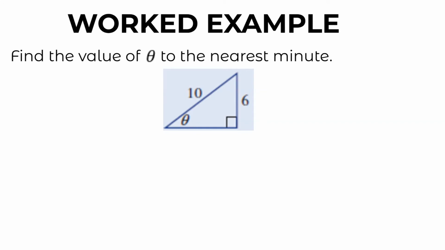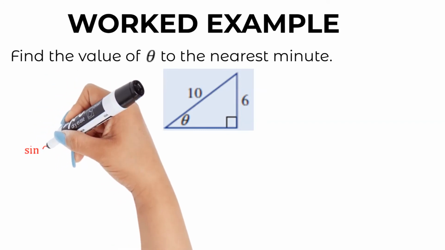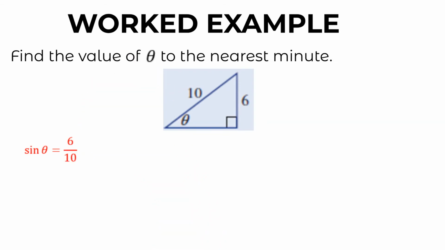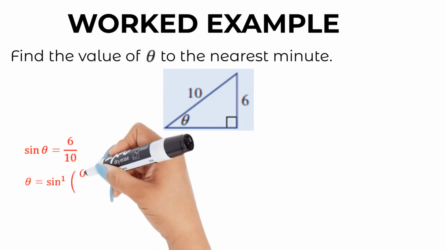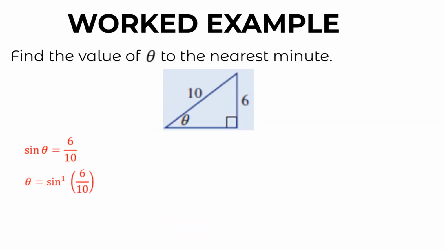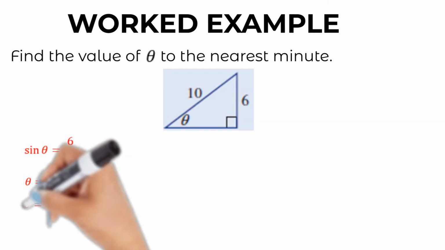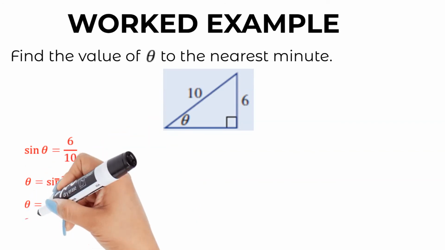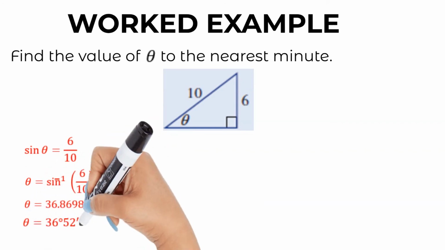So we write that out using our given information, which is sine theta is equal to 6 over 10. Then we want theta on its own, so theta is equal to inverse sine of 6 over 10. We pop that straight in our calculator, which gives us a value of 36.8698 and so on. Then you press your degrees, minutes, seconds button to get your answer into degrees and minutes.